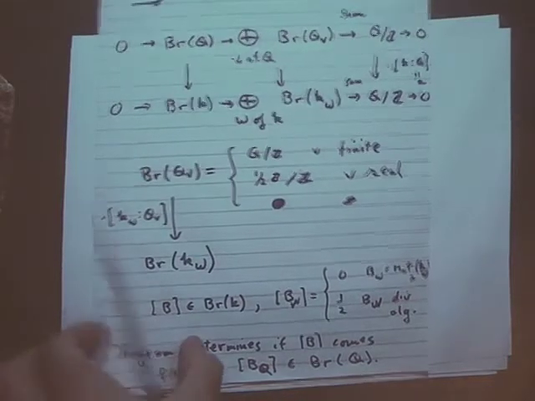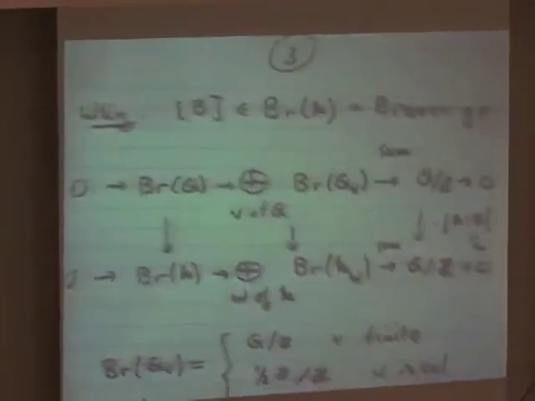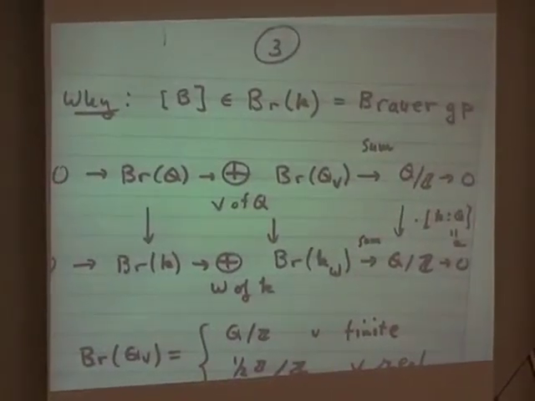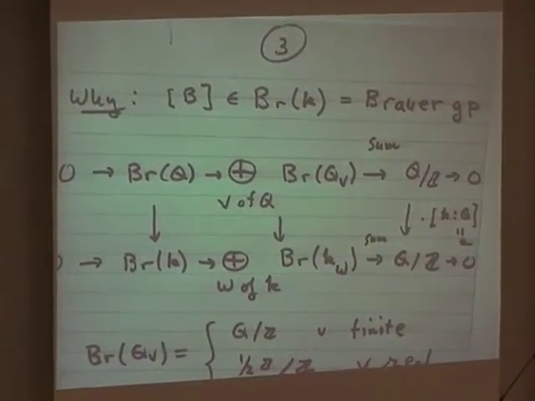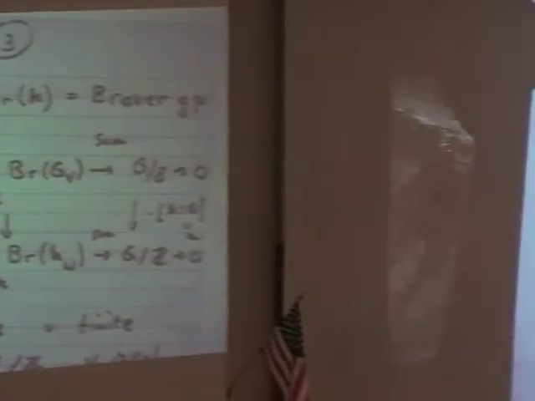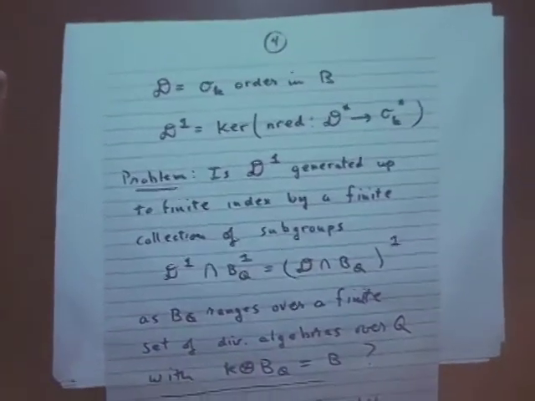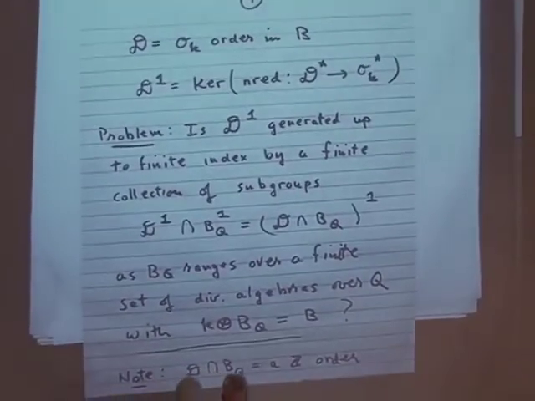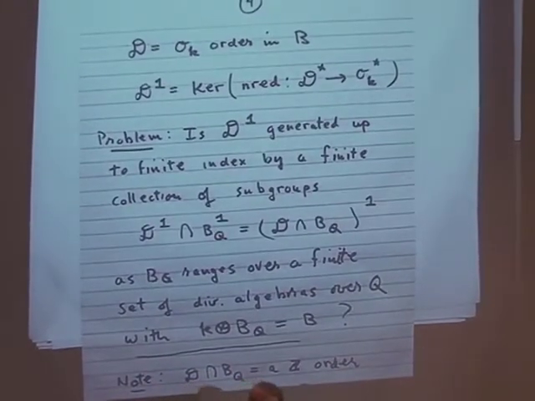So let me come back to this question of trying to generate arithmetic groups by small subgroups. So here's the problem that we're thinking about.